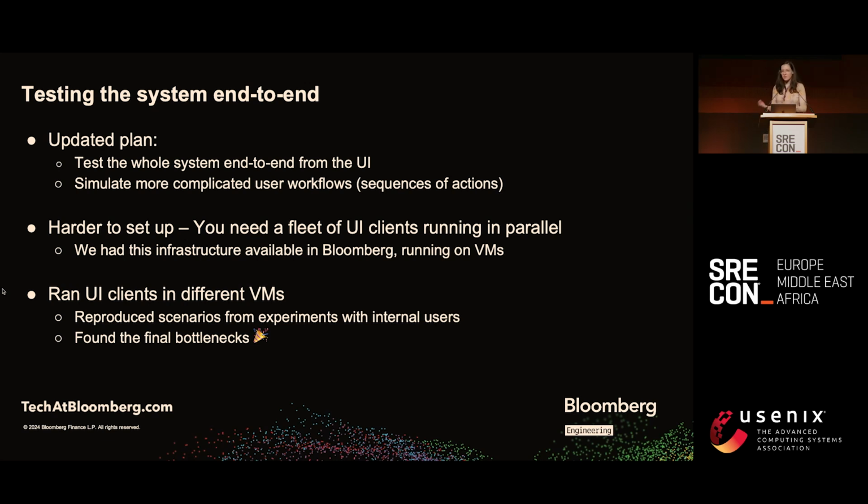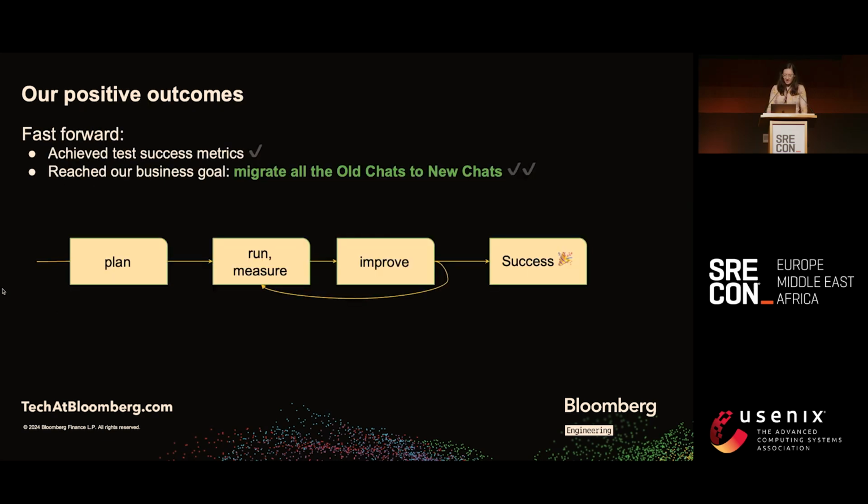Now, in our case, because we have group chats and we need to have multiple users running at the same time, this is a bit harder to achieve. We needed a fleet of UI clients running in parallel, but luckily we had this infrastructure available in Bloomberg, running on virtual machines. So we just used that. We spun up the VMs, we ran the UI clients with test accounts, and by using the already set up monitoring infrastructure, we found the final bottlenecks. We fast forwarded, achieved test success metrics, and migrated all the old chats to new chats.